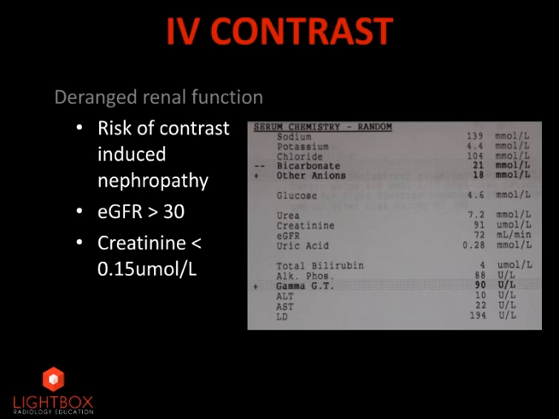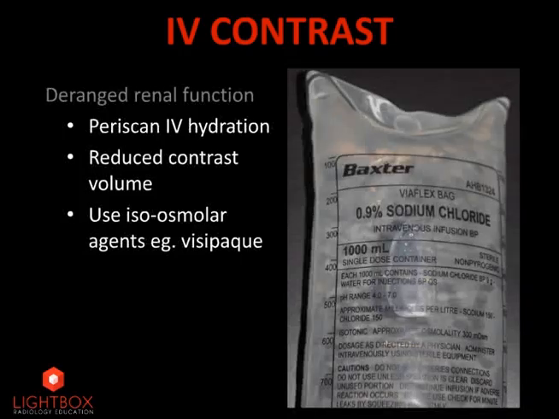There is a risk of contrast-induced nephropathy in patients with deranged renal function. Blood tests should be checked to ensure that the eGFR is greater than 30 and serum creatinine levels are less than 0.15 micromoles per litre. Several measures can be taken to reduce the risk of contrast-induced nephropathy. These include adequate IV hydration, reduced contrast volume, and the use of isoosmolar agents such as Visipaque.